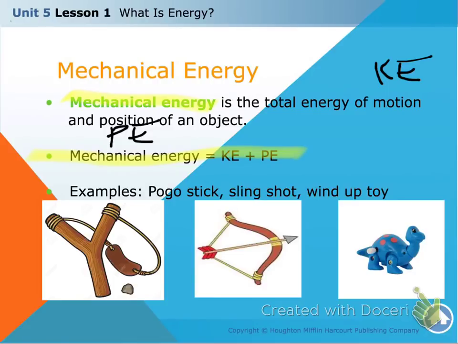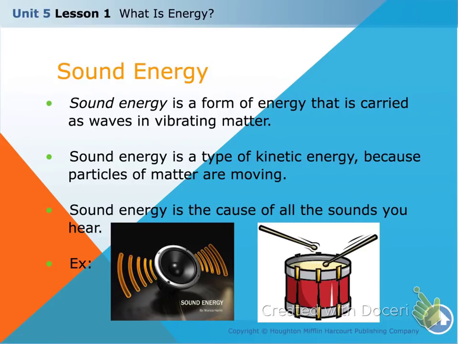Your examples are going to be like a pogo stick, a slingshot where you pull back and it has all that potential and then you release it to kinetic. A wind-up toy, when you twist the wind-up and it's pent up with all of that energy, and then finally you let go of the twisty thing and the little toy starts moving. That turns into kinetic, so the grand total energy that object has is said to be mechanical energy.